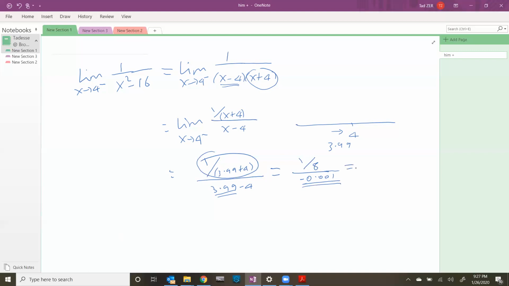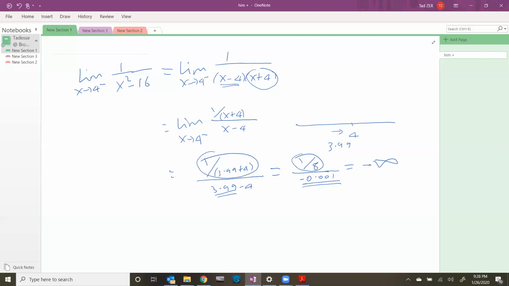So what does that mean? Now, the numerator is a constant. It's just a number, close to 1 over 8. But this guy is getting very small with a negative. So a fixed number divided by a very small number goes to what? Infinity. But I have a minus sign here, so the answer will be what? Negative infinity. So the limit of 1 over x squared minus 16 as x approaches 4 from the left equals what? Negative infinity.